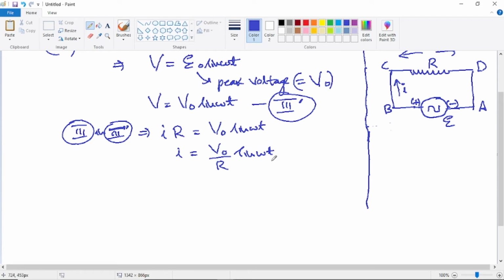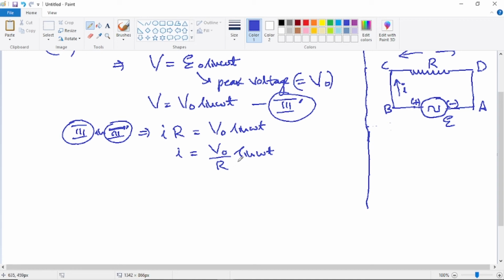The same way here, when sin omega t is positive, current also will be positive. When sin omega t is negative, the voltage across the resistor will be negative, and automatically the current also will be negative. Current and voltage being negative means they are in the opposite direction. If clockwise current is taken as positive, anti-clockwise current will be negative. The same result is obtained from equation 3 dash and this next equation.